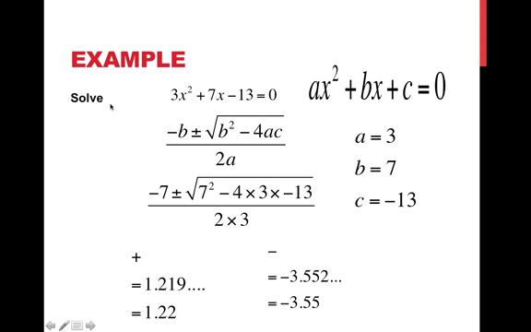So here's an example. Solve 3x squared plus 7x minus 13 equals 0. If we look at a quadratic, ax squared, we've got 3x squared here, plus bx, so plus 7x, plus c, so minus 13, equals 0. So straight away we know this is a quadratic. Now we could factorise it, but we want to put it in the quadratic formula. So first of all we have to find the values. So a is equal to 3, b is equal to 7, and c is equal to minus 13.